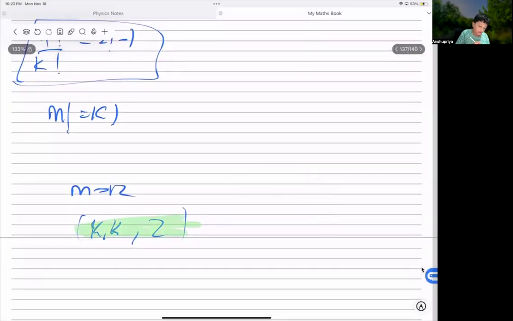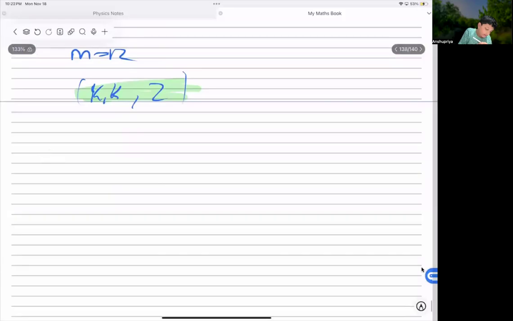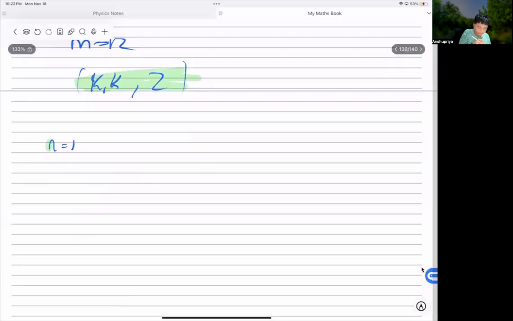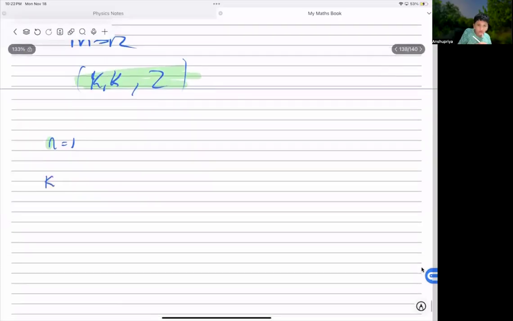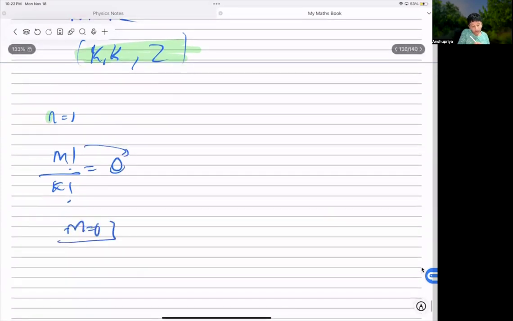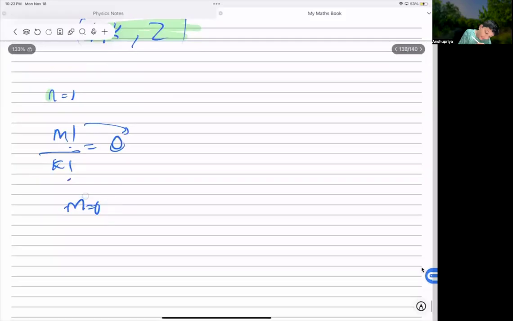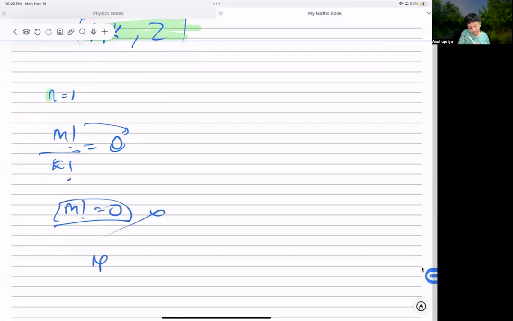And finally, if n is equal to 1, we get m factorial upon k factorial is equal to 0. So here we have m factorial equal to 0. This is a contradiction because no factorial is 0. Even 0 factorial is 1, as you might know also.